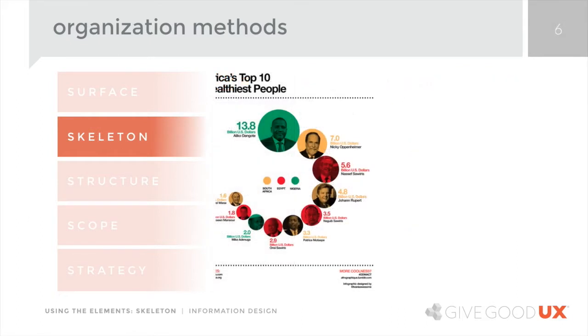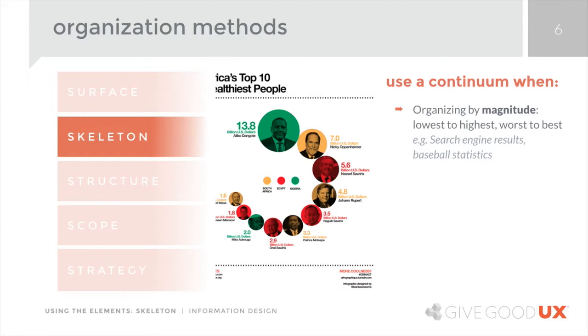The third way to organize information is by using a continuum, organization by magnitude, when you're showing something from lowest to highest, worst to best, smallest to largest, etc., etc. Things like search engine results are organized this way. Baseball statistics are organized this way.